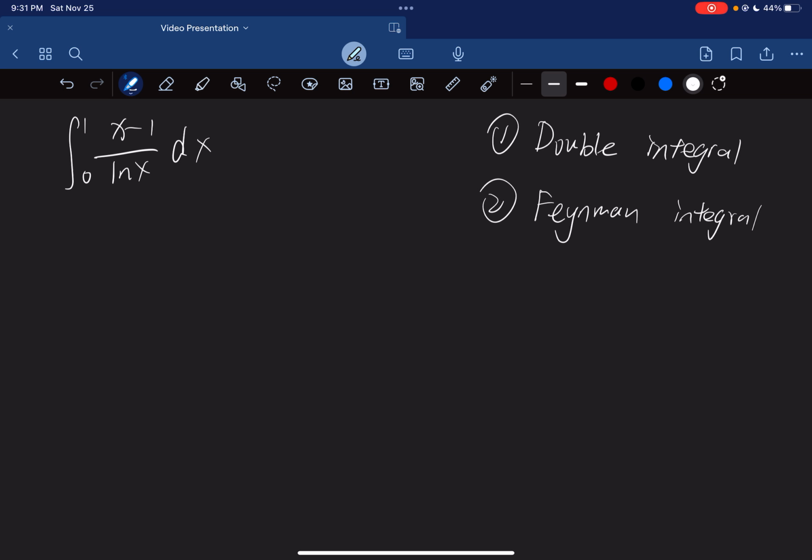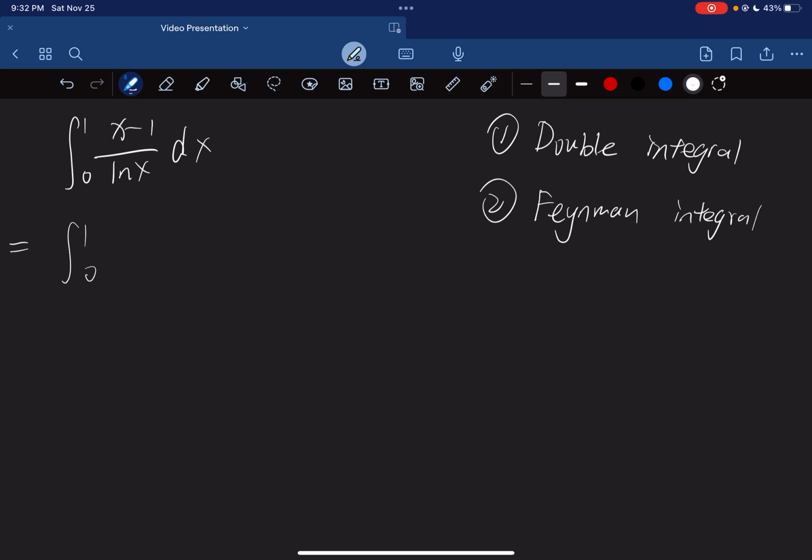The first one is double integral. The second one is Feynman integral. So now we talk about the double integral. The double integral, as we know, uses the double integral calculation. So how can we create this situation?